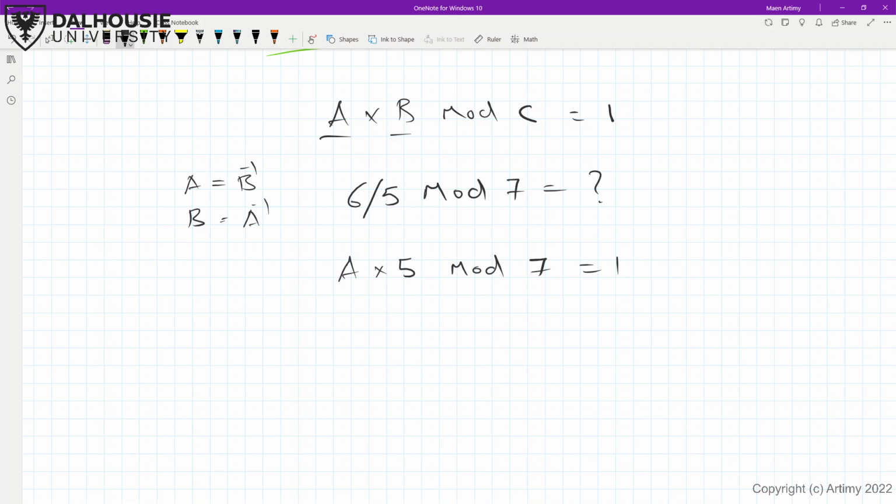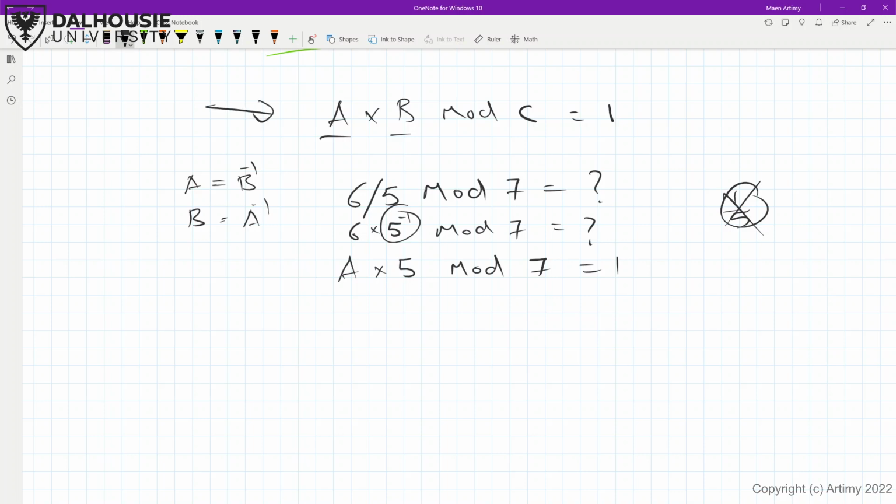So here, this is equivalent to 6 multiplied by the inverse of 5 mod 7. We don't know what the inverse of 5 is. It's not 1 over 5, right? In modular arithmetic, it's not 1 over 5. So what is it? So here we go back to this formula.